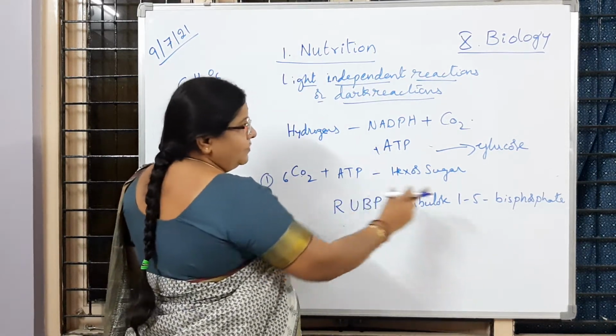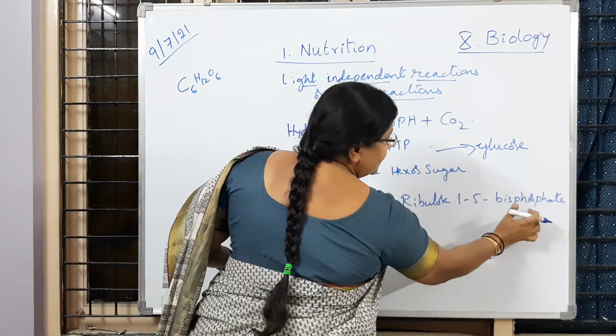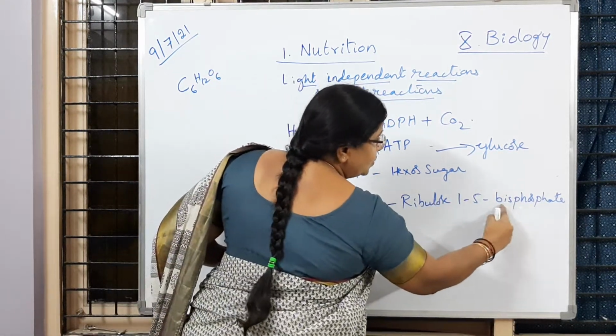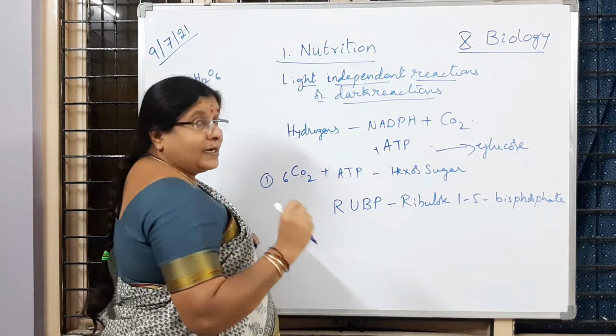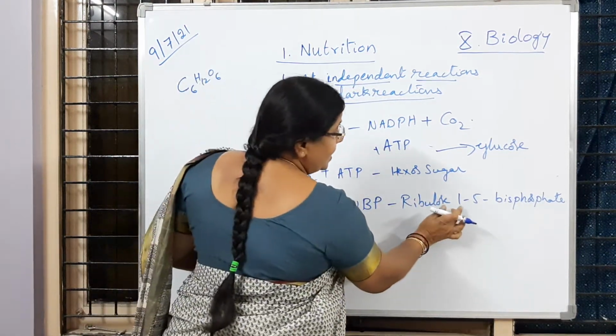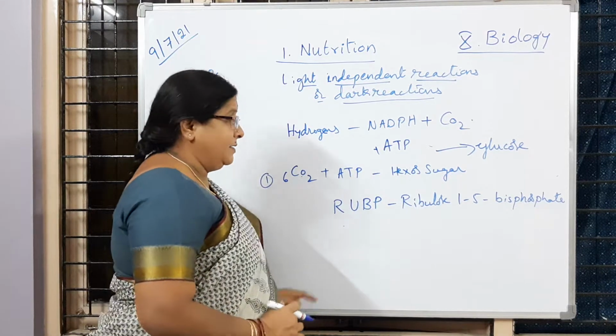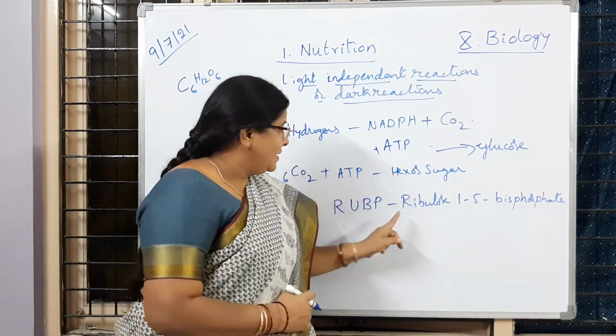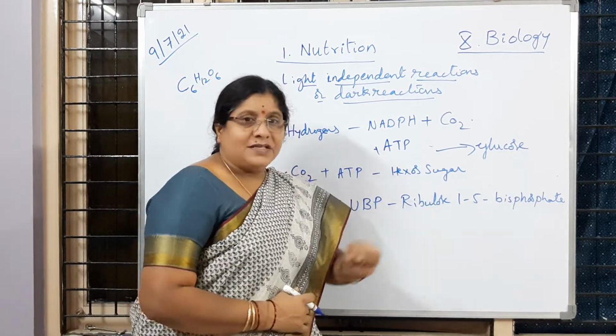the phosphate is attached. Phosphate atoms are 2. Bi means 2, so 2 phosphate atoms. The phosphate atoms are going to be attached to the first and fifth carbon atoms. Is it clear to children? First and fifth carbon atoms. That's why it is called ribulose 1,5-bisphosphate.